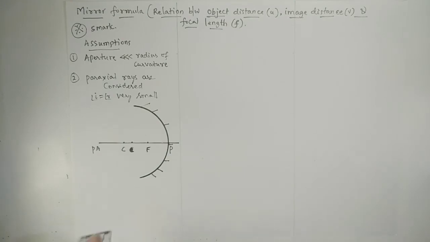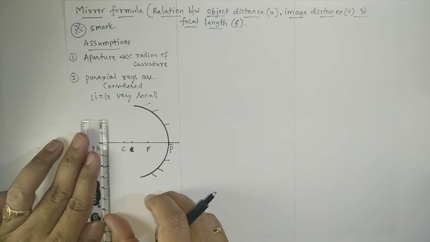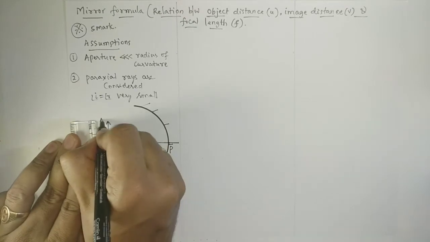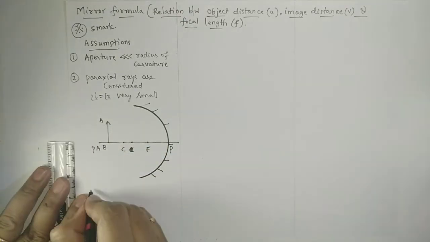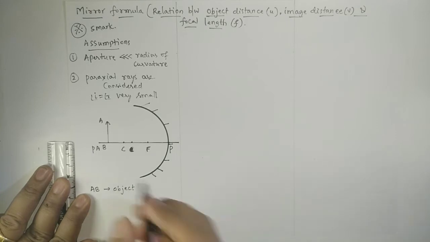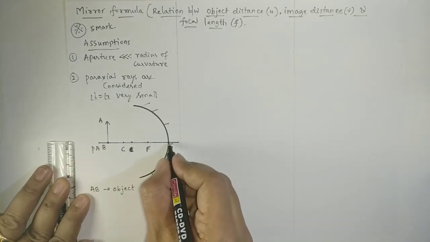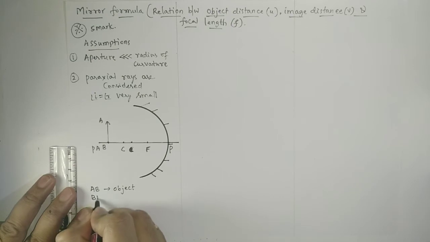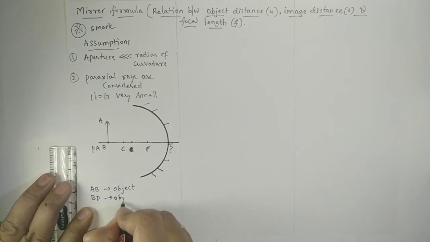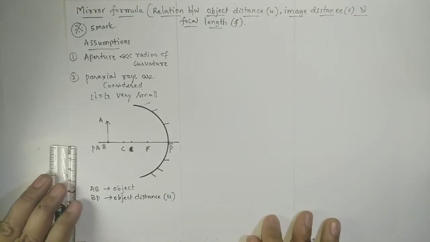Now, to arrive at the relation between these quantities, let us consider we have an extended body, say AB. So AB here is the object, such that we shall consider the distance at which the object is placed from the mirror, or from the pole of the mirror, which is referred to as the object distance. So here BP gives the object distance, which we represent as u.